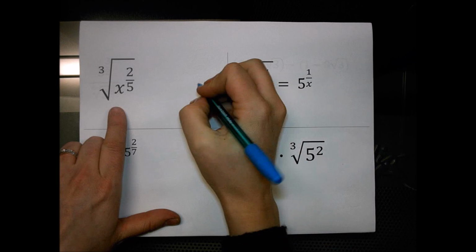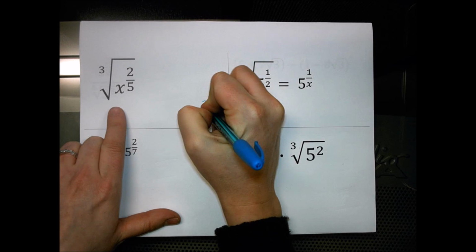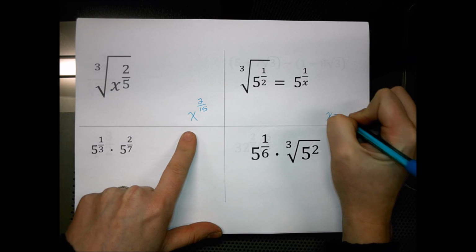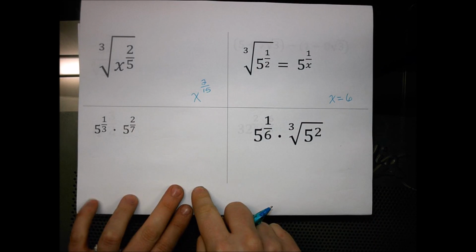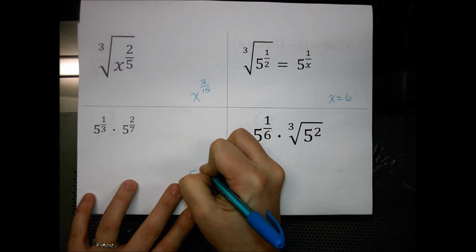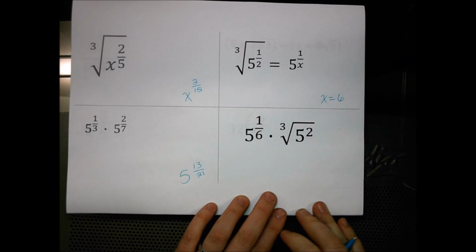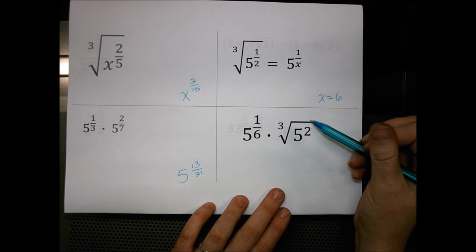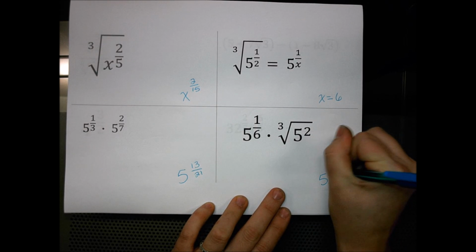So the first one, your answer should be x to the 2/15. The second one, you should get x equals 6. The third one, you should get 5 to the 13 over 21. I'll go through it. And the fourth one, let me do it in my head. Multiply. 5 to the 5/6.